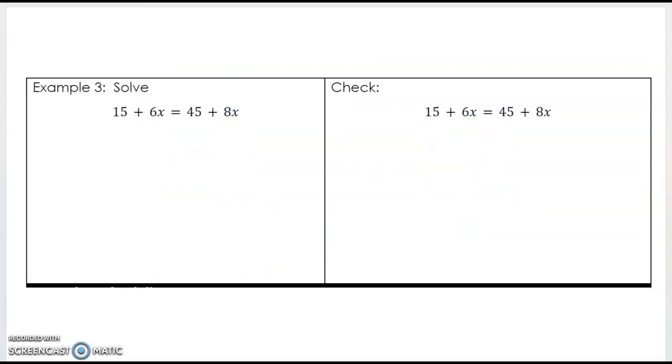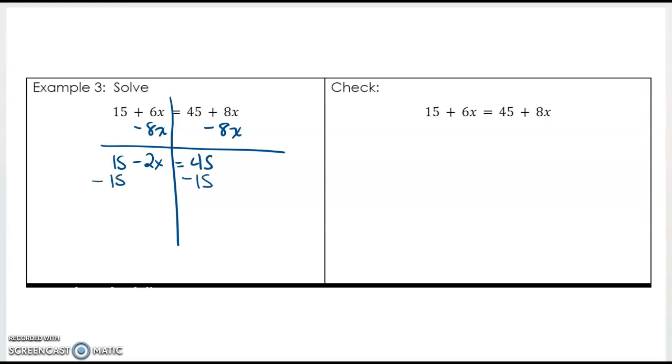For this one, we don't have any parentheses and we don't have any like terms on each side. We do have like terms on opposite sides. I'm going to move my x's to the left using subtraction and bring everything else down. And I'm going to move my constants to the right using subtraction because the 15 is positive. So I get negative 2x equals 30. I'm going to divide both sides by negative 2. So x should be negative 15.